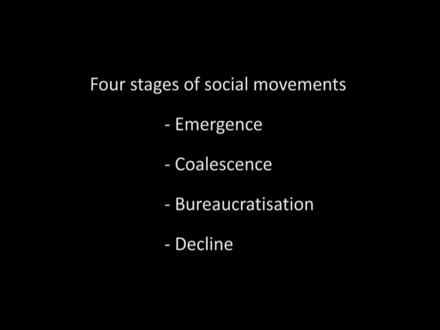Understanding social movements. A social movement can be characterized into 4 stages of its occurrence. The 4 stages of social movement are emergence, coalescence, bureaucratization, and decline. These 4 stages each have their own meaning. Social movements can be majorly assessed on these 4 stages.